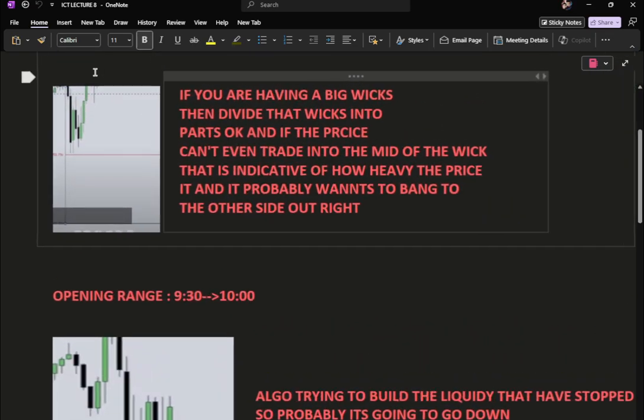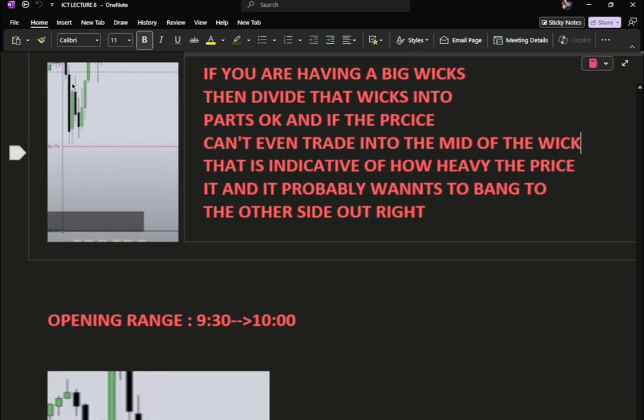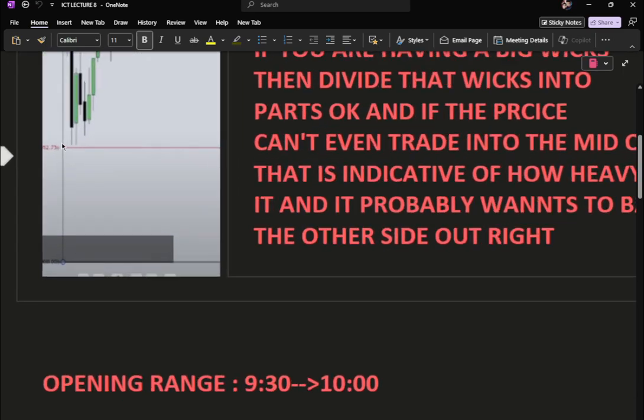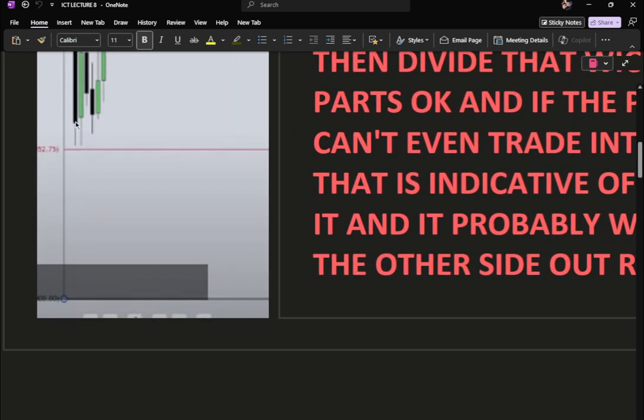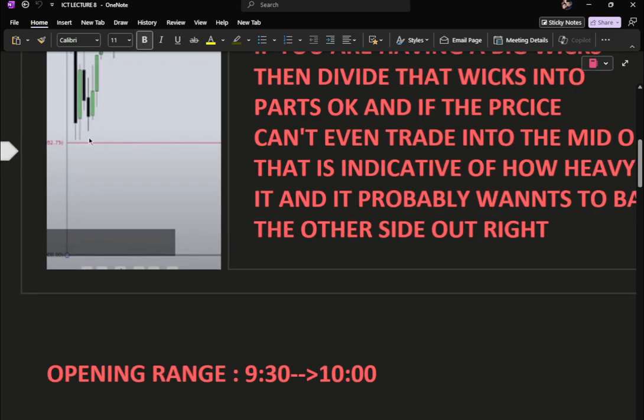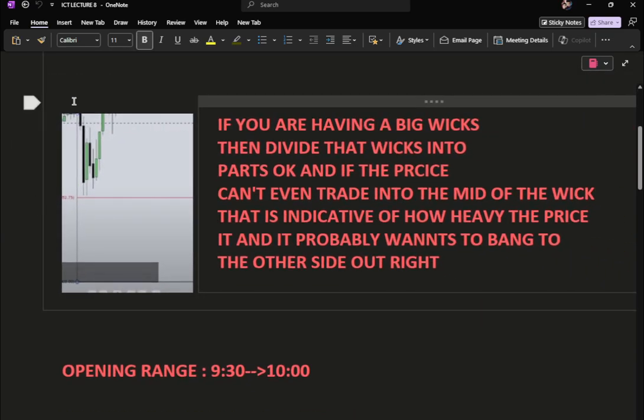The first thing is that if you're having a big wick, then what you have to do is divide that wick into quadrants and see if the price is respecting. Don't look at the wicks, just look at the bodies. If the body is respecting the quadrant, that just indicates that price doesn't want to go there. An algorithm is trying to push the price to another direction.